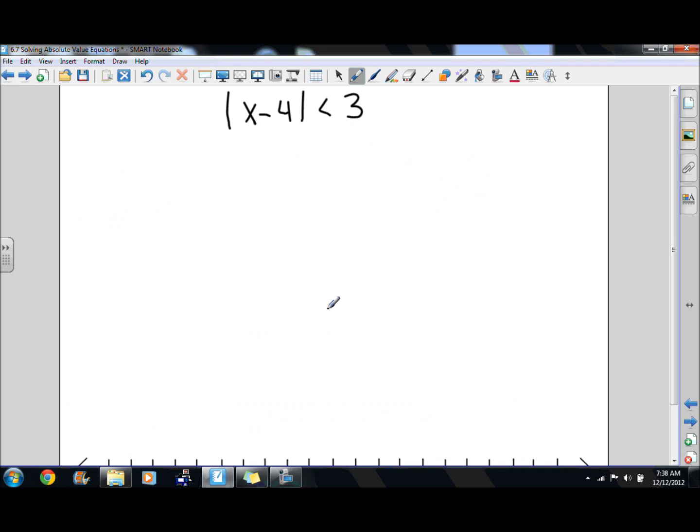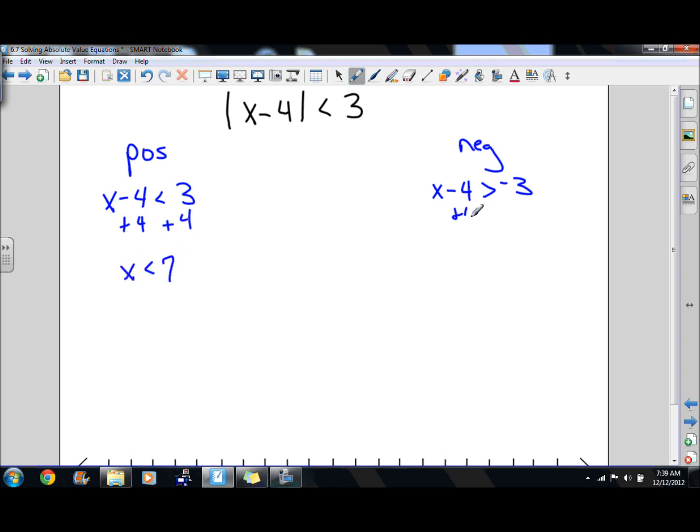An or statement, well, this is another less than statement. So let's do one more. Let's get a little bit more technical here. So this is positive and negative. If you'd like to try to pause this one and do it on your own, give it a shot. So this should be x minus 4 is less than 3. This will be x minus 4 is greater than negative 3. So now we solve. So we get x is less than 7, and over here we get x is greater than 1.